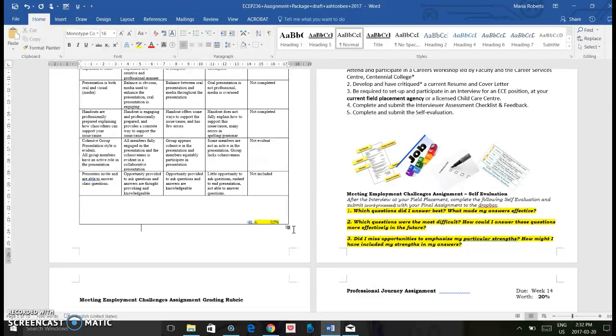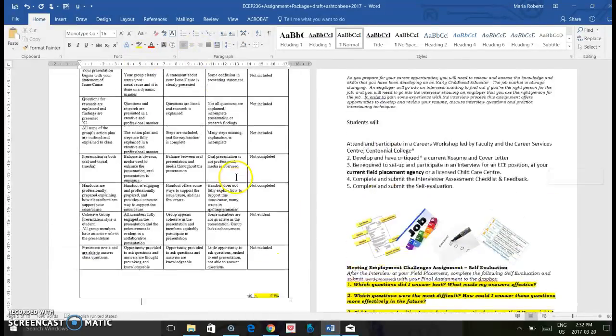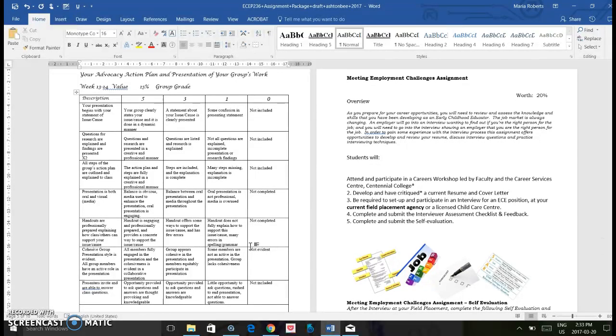If you've set up a display in the college, then photos of that display and some record of how that went would be very helpful in being able to assess that part. And the rubric for that last part is available for you here as well. So that is due, ready to be presented in week 13 or 14.